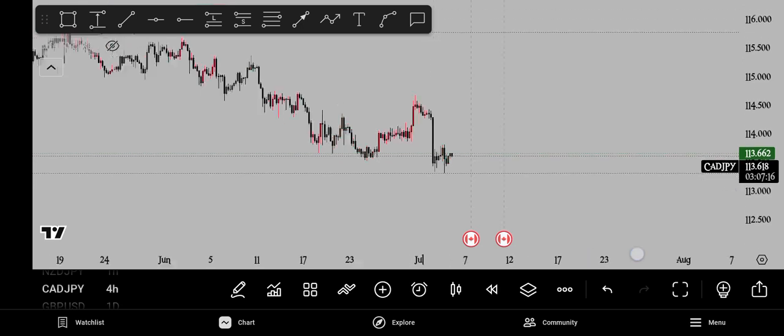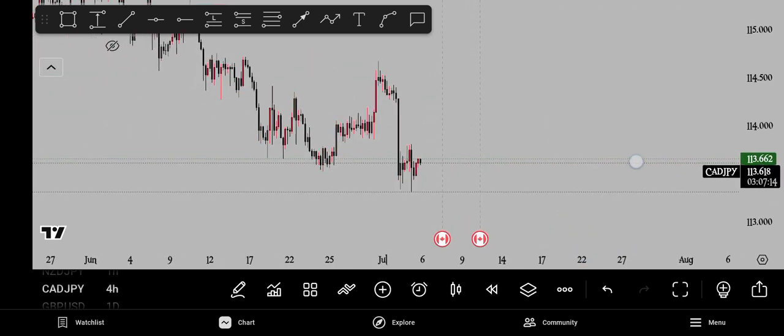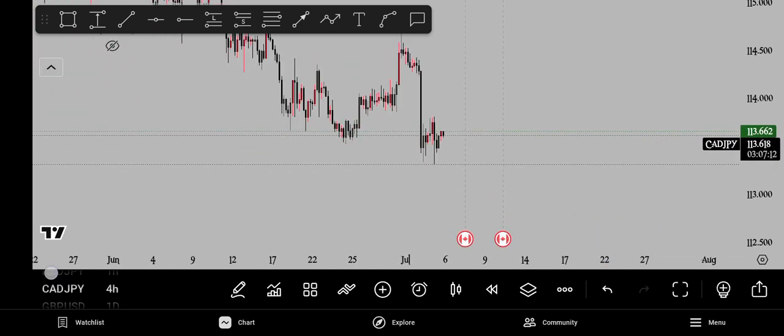CAD JPY, nothing on CAD JPY also. So that will be all for this weekly outlook.